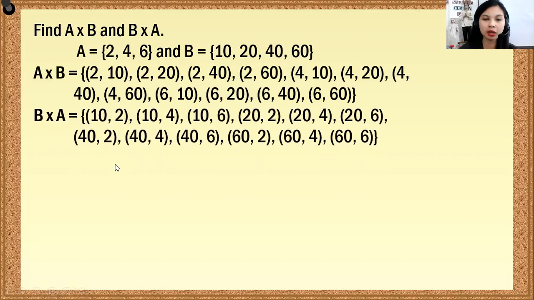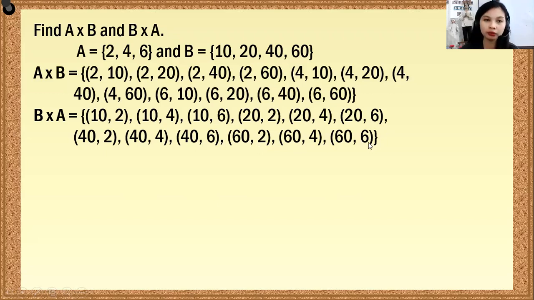Next, B times A naman, vice versa naman po. Yung elements ni B is i-distribute naman natin to the elements of set A. Okay? So, we have 10 muna. Distribute siya kay 2, 4, and 6. And next, si 20 naman, distribute din ulit natin kay 2, 4, and 6. Si 40, ganun din po. And then, lastly, kay 60. Distribute din siya sa elements ng ating set A po na 2, 4, and 6 po.